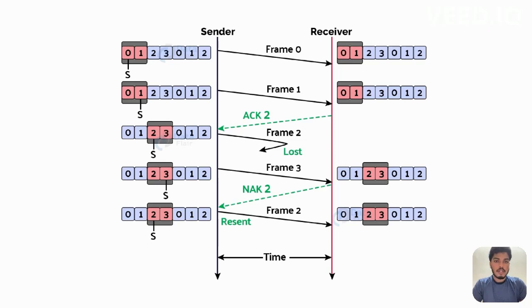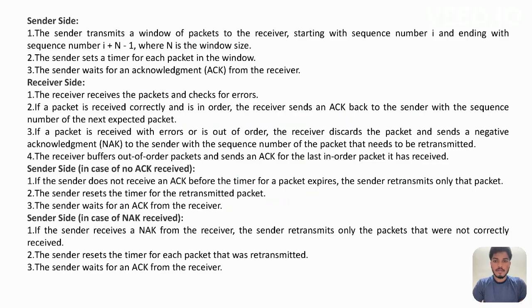The sender sends frame zero. The receiver also receives it, but does not send an acknowledgement. Next, frame one is sent, acknowledgement is also received, and frame two is lost. Now frame three is also sent, acknowledgement two is received, and frame two is resent. In this, only the frame which is not acknowledged by the receiver is resent. It is not like the previous protocol, where the whole window of the sliding window protocol is resent. This is the more optimized way.